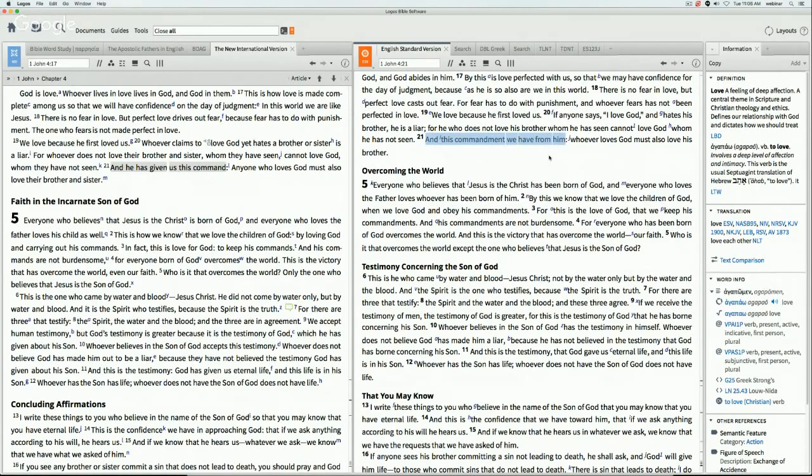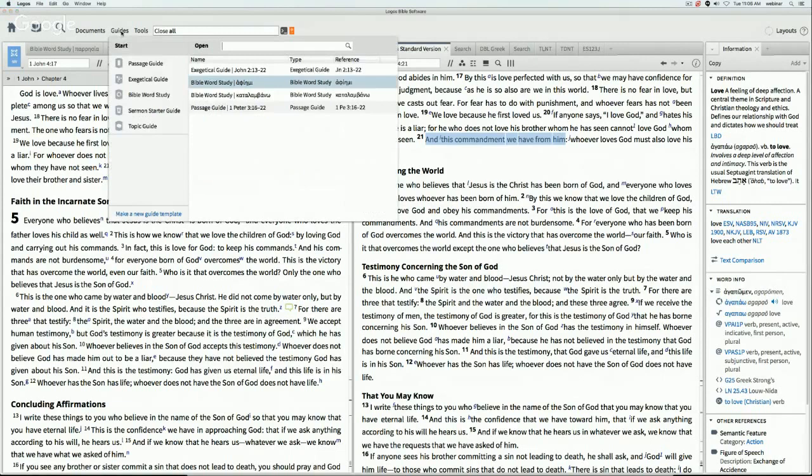Here's another question. Is the exegetical summary resources that you pointed out the same thing as the exegetical guide? That is a great question, and no, it is not the same thing at all. The exegetical guide is a tool.